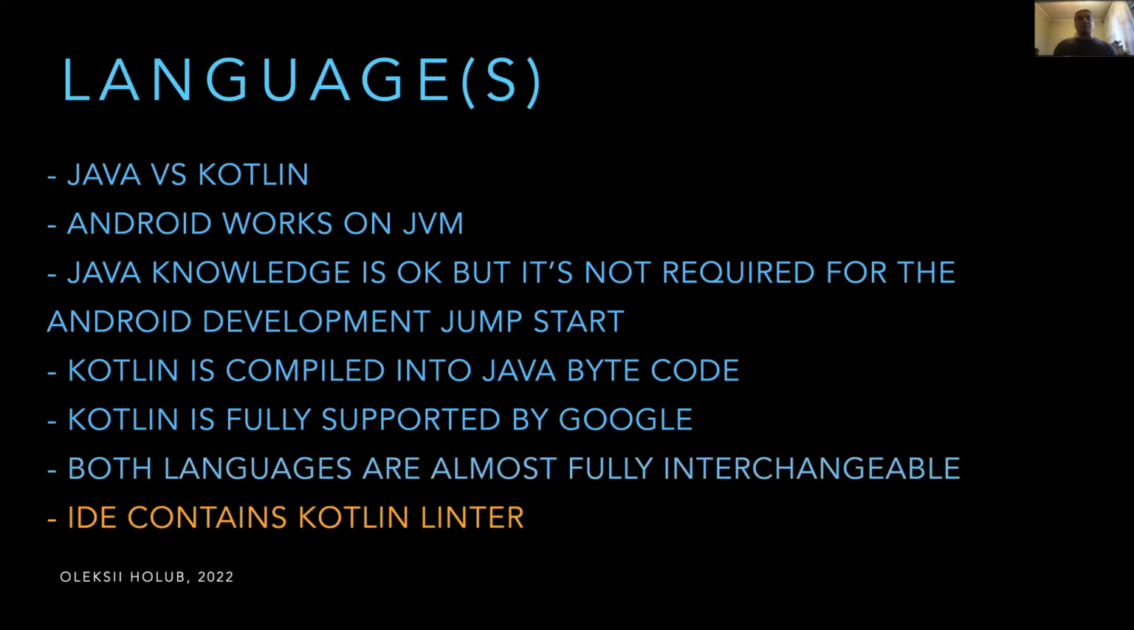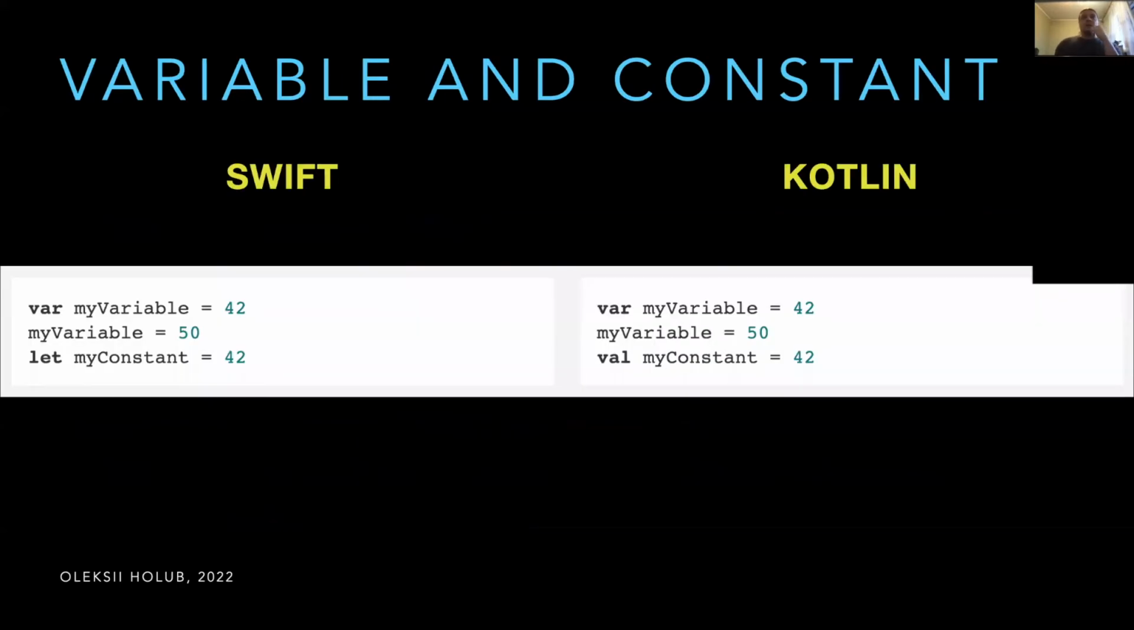An important thing: the IDE, which is Android Studio, contains a Kotlin linter. The code style, indentation, and everything is already embedded. So when you're converting code from Java to Kotlin, it already uses this linter tool. So rules are already set, which makes work a little bit easier because everyone follows the same rules.